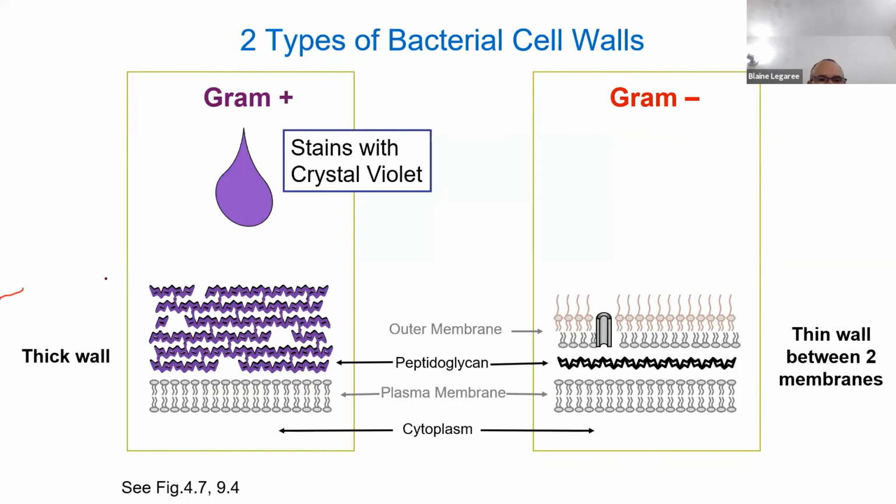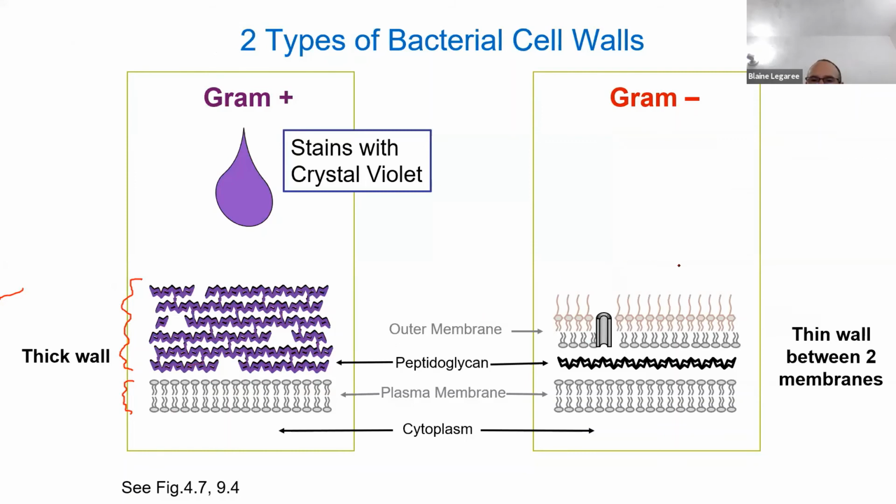Okay, so take a look here first on the left. We've got the gram positive. Gram positive, if you take a look here, has this very thick layer of peptidoglycan, and then over here it has a plasma membrane. So that's probably what you think of in terms of a traditional type of cell wall. You've got a plasma membrane, and outside you've got a thick cell wall.